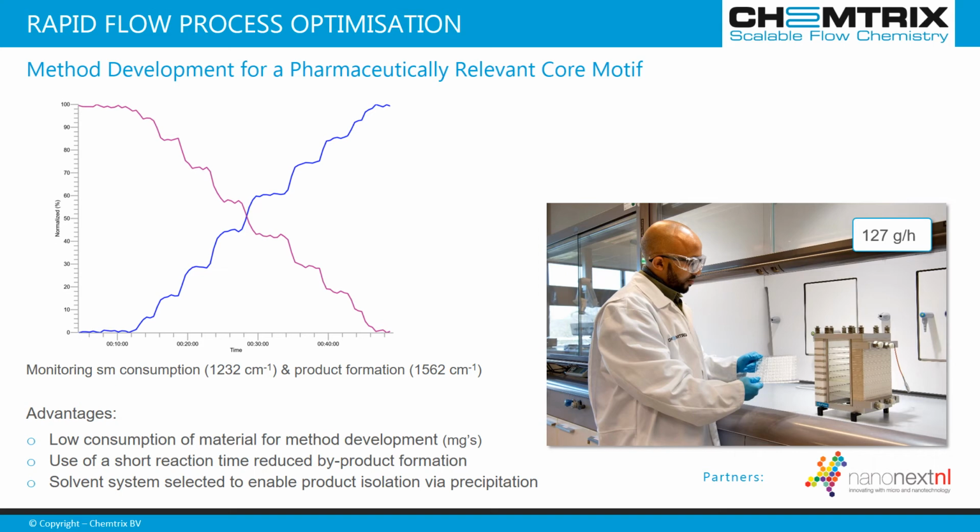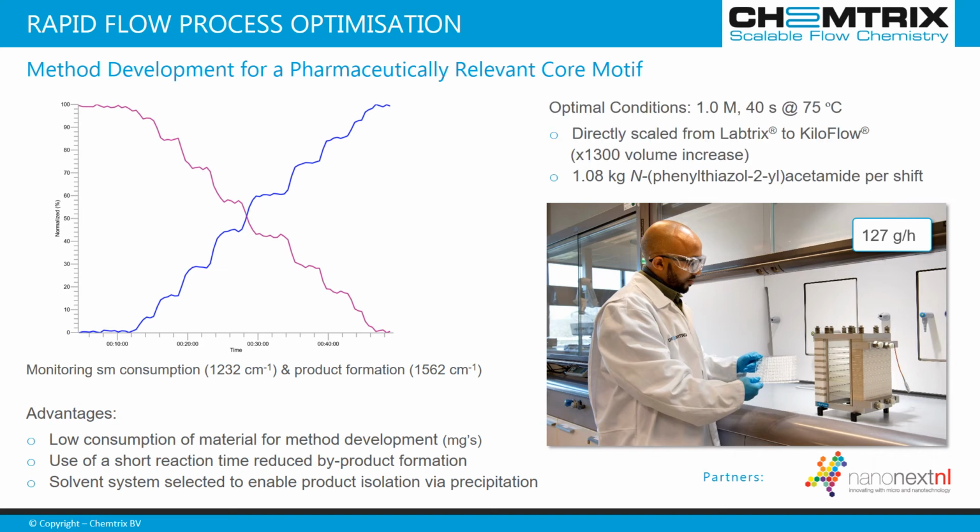We're then able to take this information through into a larger scale reactor working at about 127 grams an hour from a few milligrams per hour, and we can optimize that process, generating kilos of material per shift.